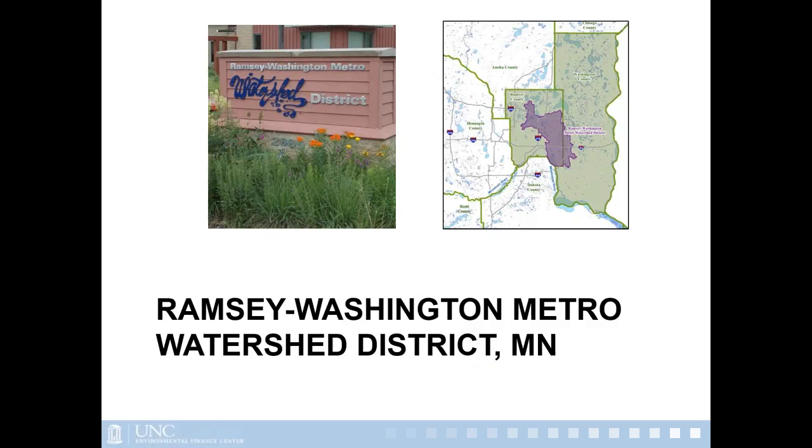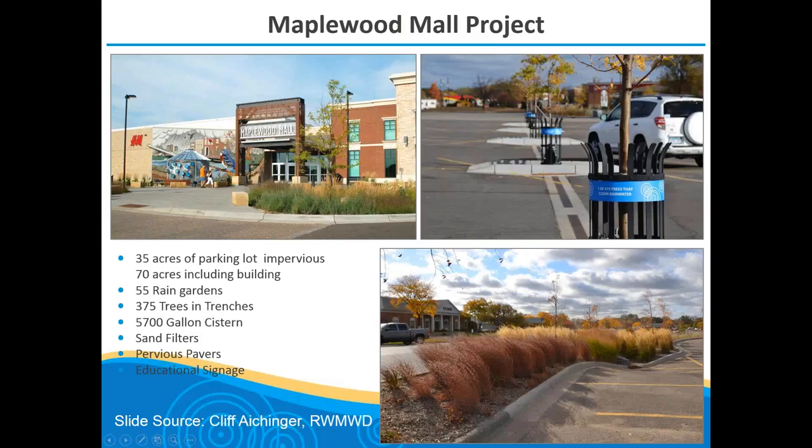The other thing that we're going to mention, and one of the questions came up about districts, is what happens if you really do have a reliable source of revenue, but most of the improvements you need to do are on private property? That's the case in the Ramsey-Washington Metro Watershed District, a really robust, tax-supported district in Minnesota. They have a really healthy budget, but most of their high-impact projects are on things like mall parking lots. So we were out there visiting with them, and we tracked one of their projects that we just wanted to highlight for you.